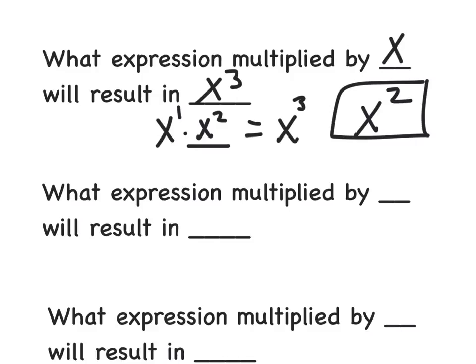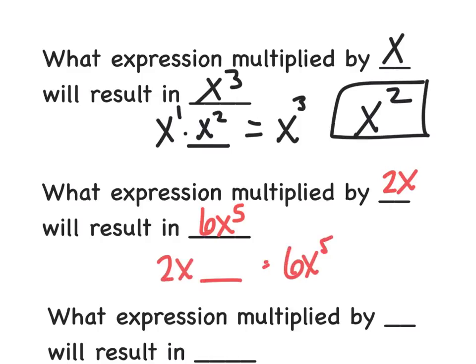What expression multiplied by 2x gets me 6x to the 5th? So I'm saying, what am I going to multiply 2x by to get me 6x to the 5th? Well, 2 times what is 6? That would be a 3. And x times x to the what is x to the 5th? Hopefully you're saying x to the 4th.